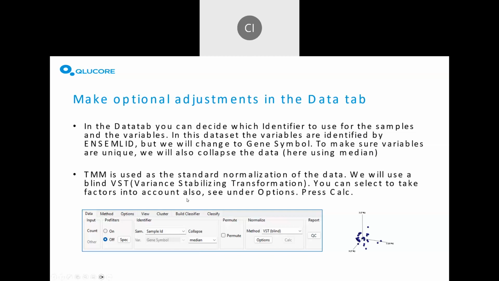The standard normalization that you get if you don't do a selection is TMM. We will use VST, which is a transformation or normalization that's used when you would like to do DSEQ2 analysis. But you can select here in this part which normalization to use, and for some of the normalization methods there is an option button here where you can add additional information to the normalization. Note that this normalization is then for visualization purposes.